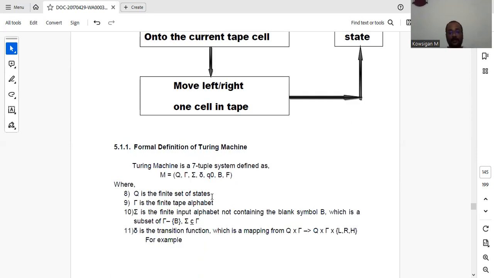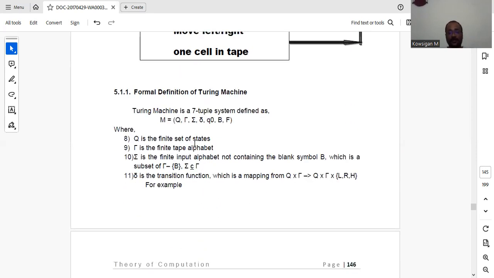Okay. So when you come to the definition of Turing machine, similar to push-down automata, Turing machine also has 7 tuples. So these are the tuples. One is capital Q. Capital Q represents the finite set of states. Tau represents the finite tape alphabet, and sigma is the finite input alphabet, which will not contain the blank symbol, because the blank symbol is mentioned in the tape alphabet, that will come with tau.